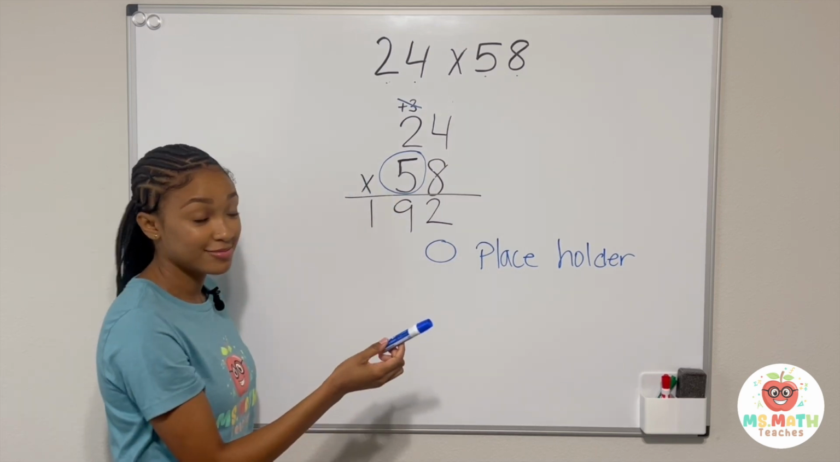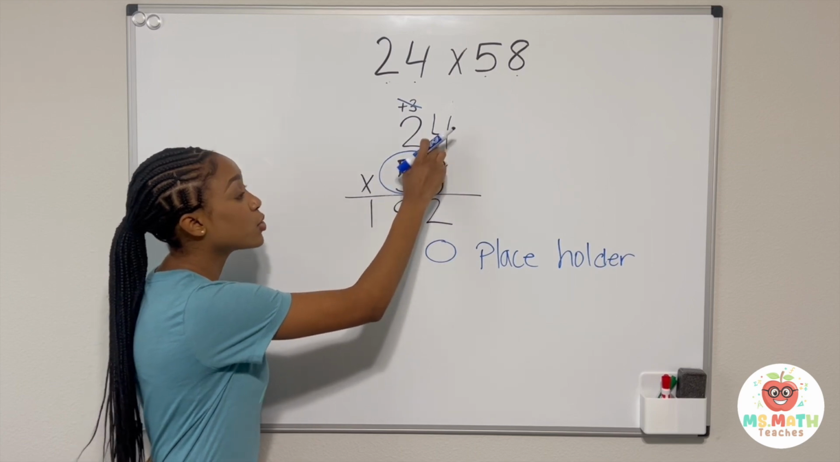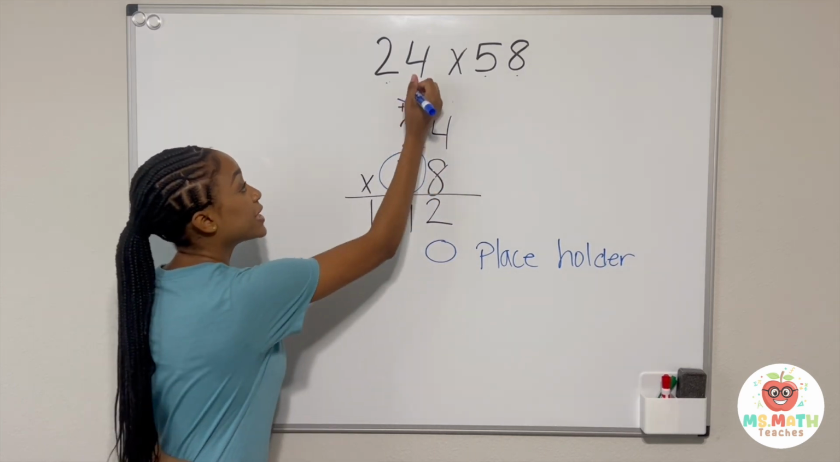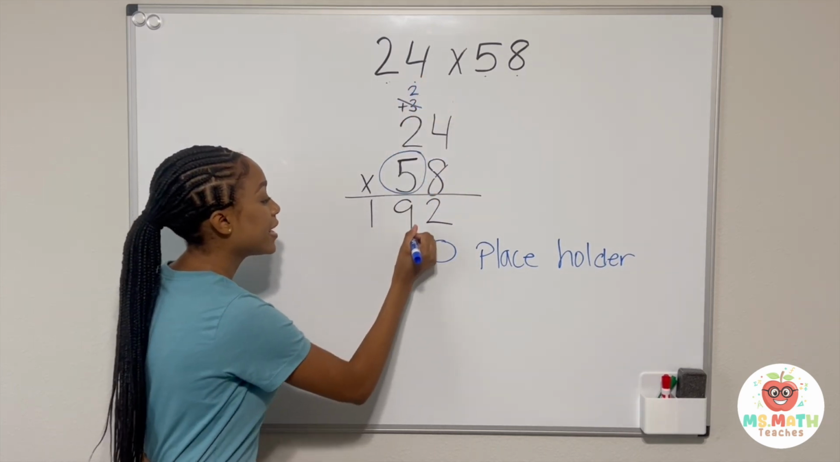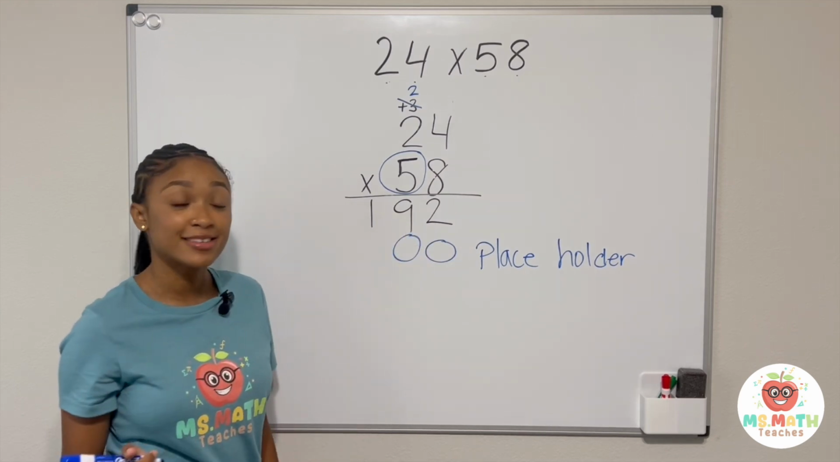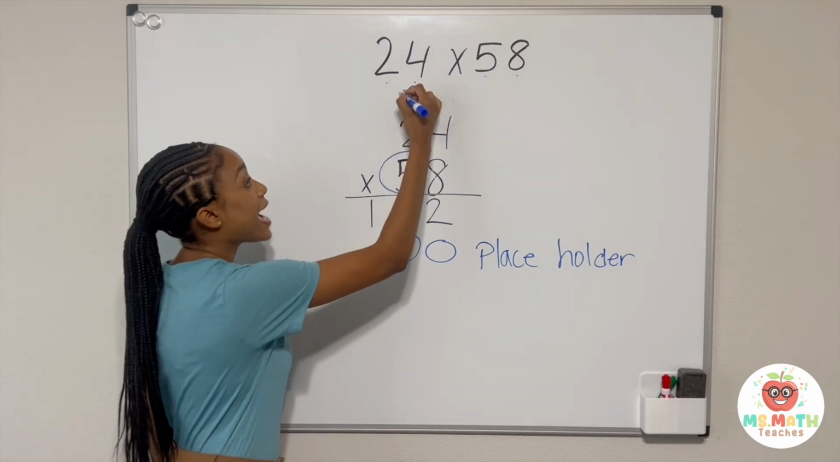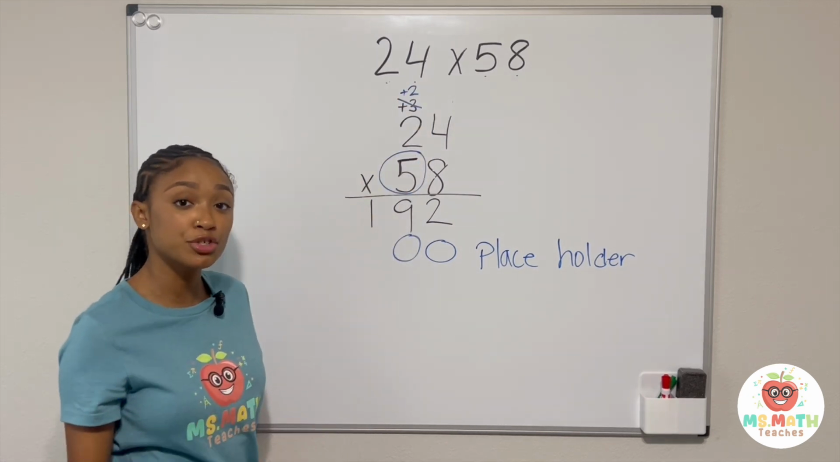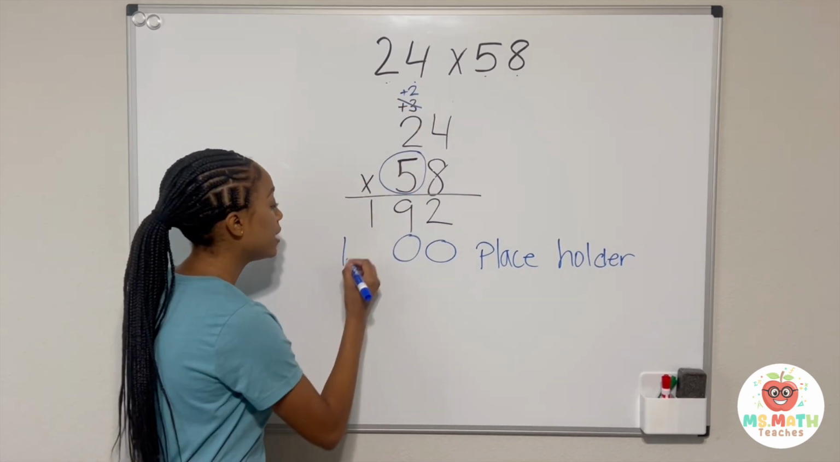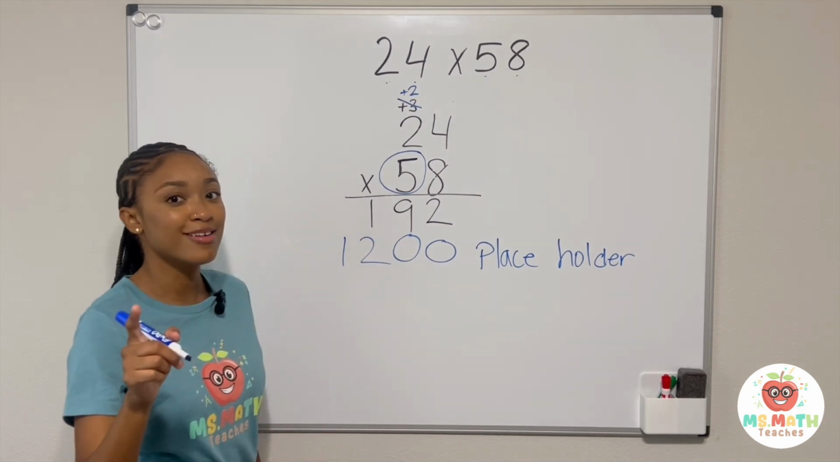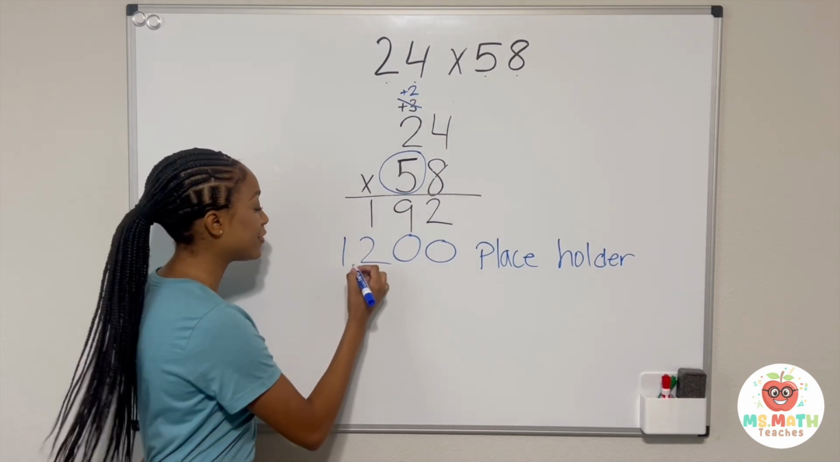Ready? 5 times 4 is 20. I will put a 2 at the top and a 0 under the 9. 5 times 2 is 10. I'm going to add 10 plus 2 and get 12. And I'm going to write 12 here. Don't forget your fancy comma.